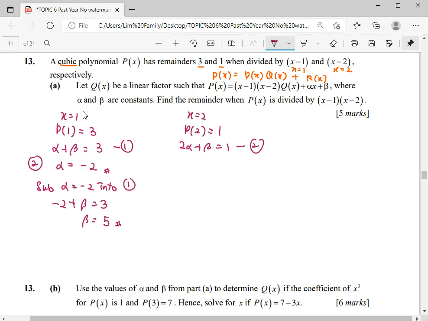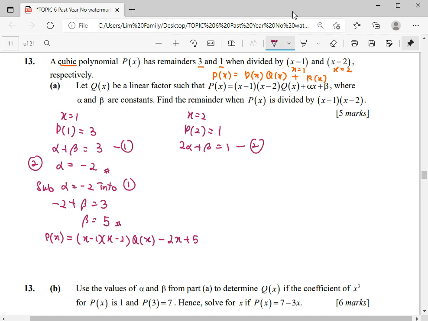So therefore you can see our polynomial now is incomplete. The polynomial is equal to our factor, or we can call it our divisor here, times q(x), plus our alpha, negative 2, times x, plus beta. Beta is 5. So they said find the remainder of this p(x) when it is divided. So this part is our divisor.